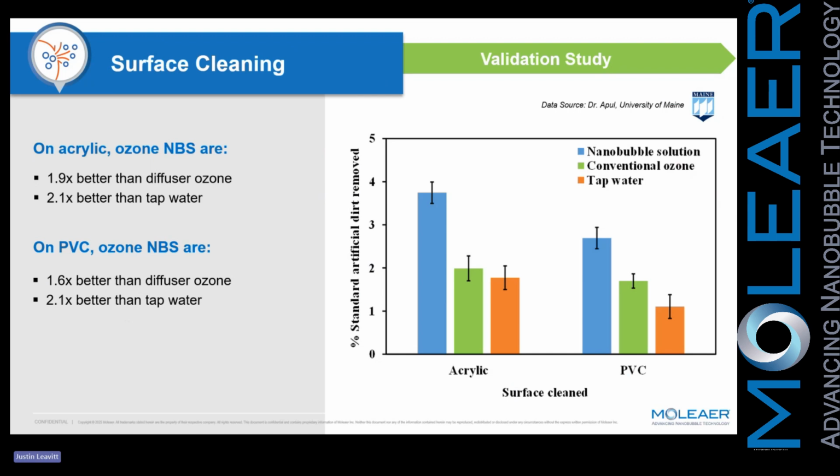One more slide that we're going to look at. This is from the University of Maine, where they took nanobubble ozone solutions and compared them against the conventional ozone, as well as tap water. They used acrylics and PVC as their material, and as you can see, the PVC on ozone nanobubbles was about 1.5 times better. Of course, about 2 times better than actual tap water. So these nanobubbles are providing a very big difference.